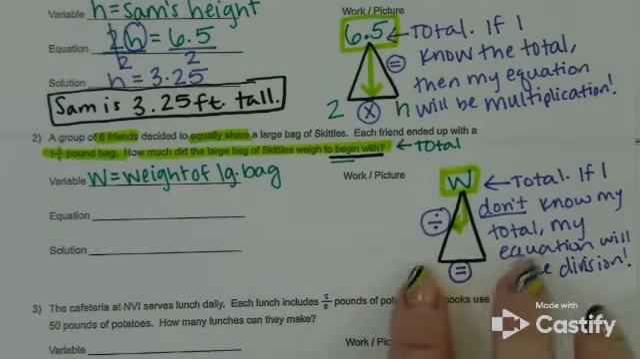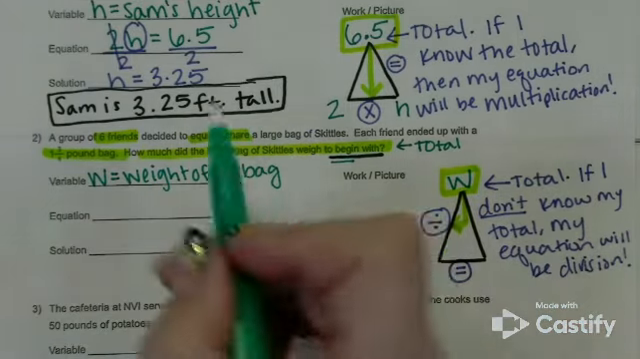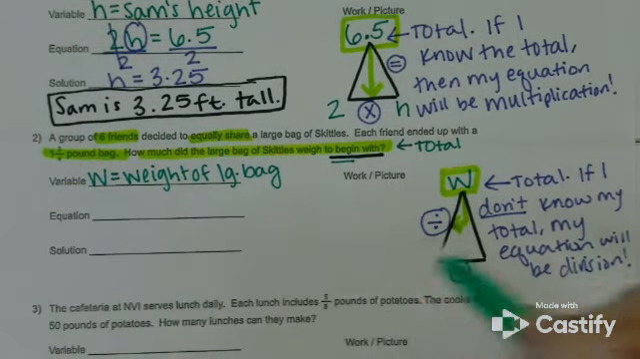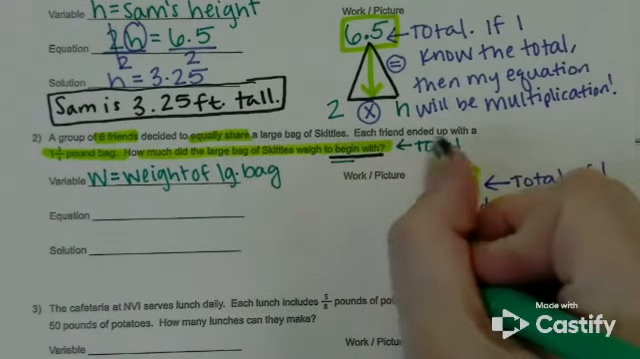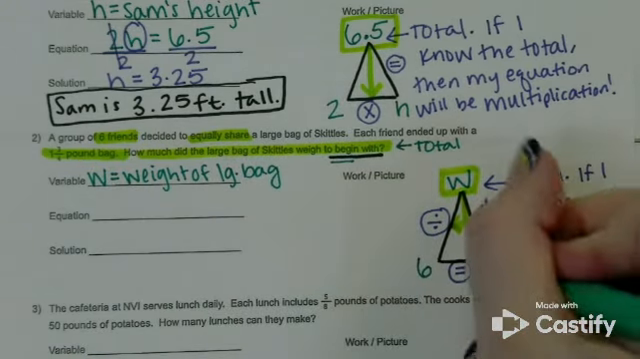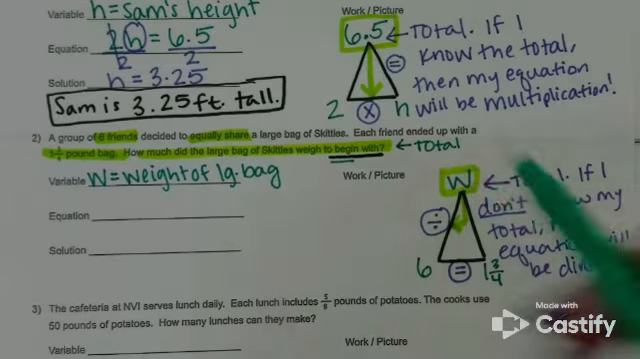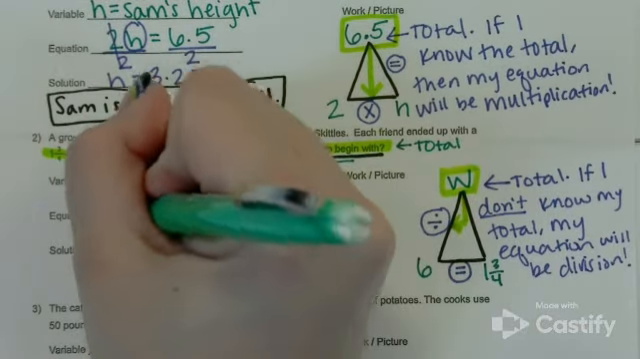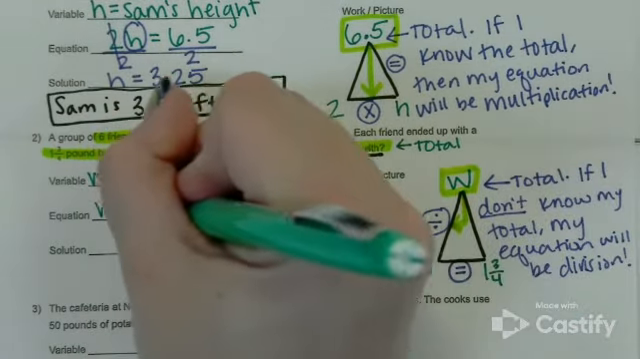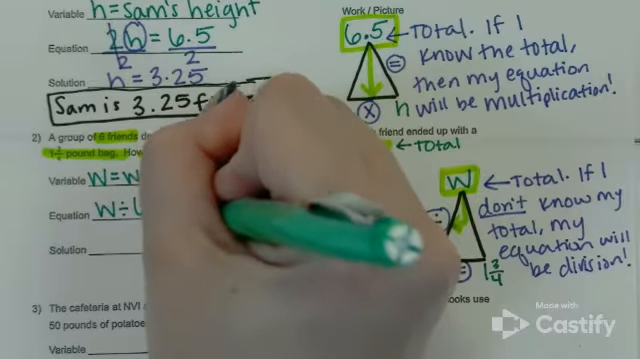Now all I have to do is fill in my other 2 known values, and it doesn't matter which one I put where, we'll get the right answer. So I have 6, and I have 1 3/4. So now I can see my equation is W divided by 6 equals 1 3/4.